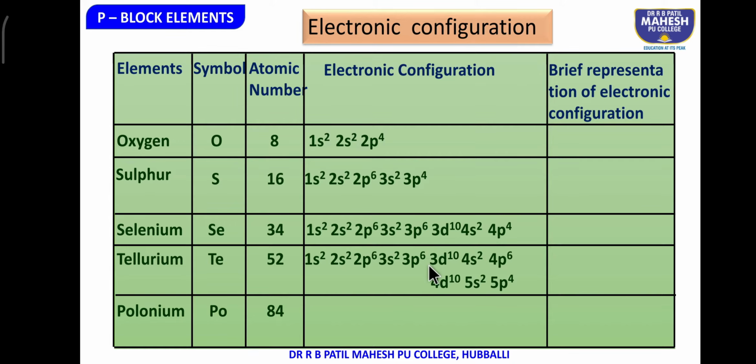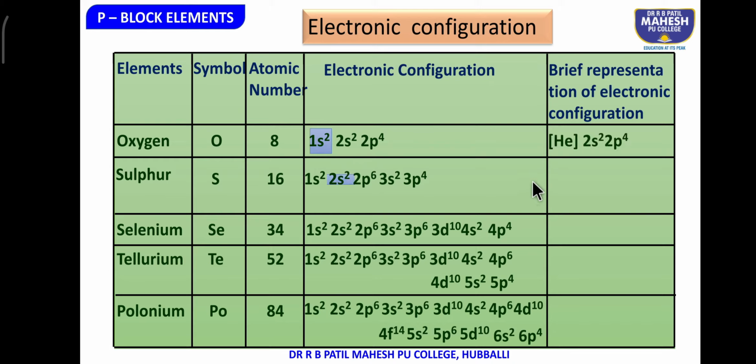In the case of tellurium, similarly, we have the outermost valence shell electronic configuration of 5s2 5p4 along with the inner shell 4d10 electronic configuration. And in the case of polonium, we have 5d10 6s2 6p4, and here in the inner shell we have 4f14. So a simple representation: 1s2 I can write as helium, 1s2 2s2 2p6 I can write as neon, and like that I can write argon, krypton, xenon and radon.